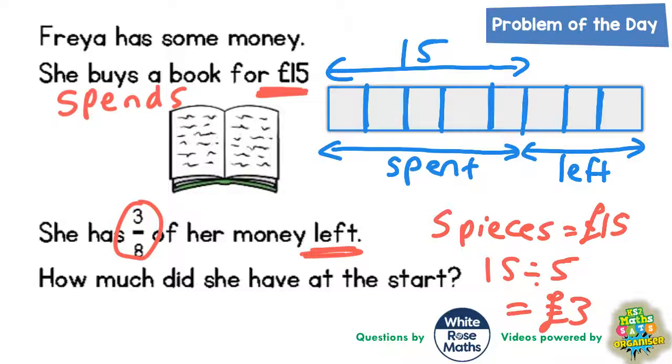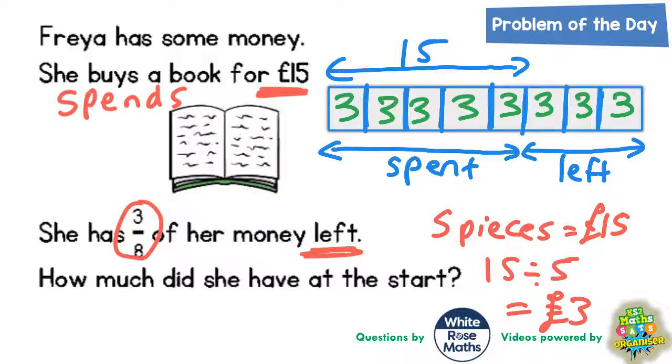Now the obvious thing to do now is to write that onto the bar model. So £3, 3, 3, 3 and 3. And there's the £15 that she spent. But also, if each eighth is worth £3, the remaining 3/8 that she had left must also be worth £3. So 3, 3 and 3.